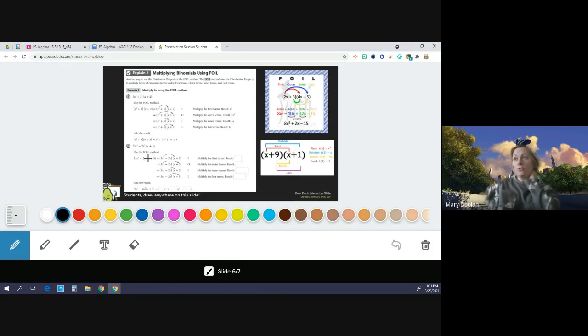So if we want to use the FOIL method for 3x squared minus 2x times x plus 5, you would use the FOIL method. And so they list out the letters for you. So multiply the first terms and you would get, what would you get? First terms, they have an arrow pointing to them here. So 3x squared times x.